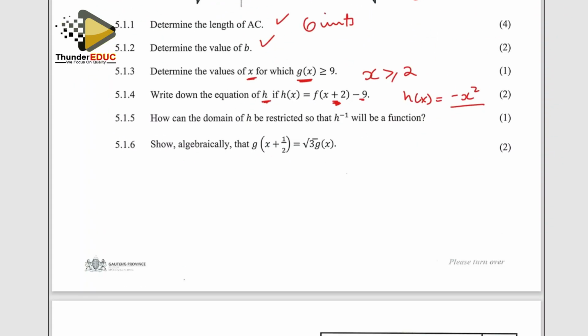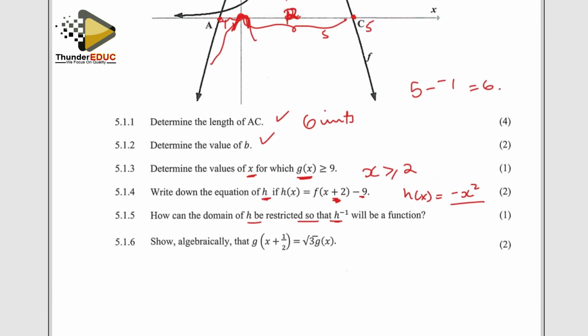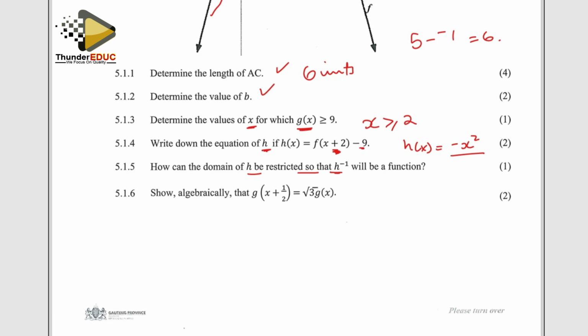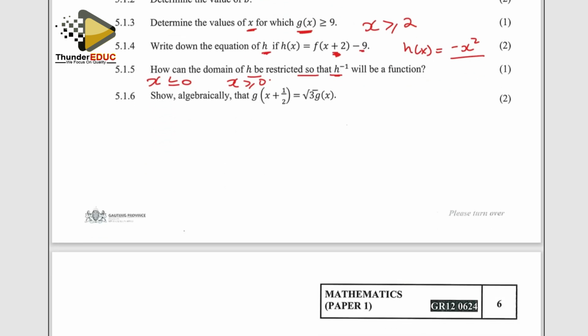Okay, that is done. Then how can the domain of h be restricted so that the inverse is also a function? So whenever we are doing restrictions, we always prefer to use the less or the greater. So that's the only restriction that can be done. Then can we show algebraically that g of x x plus a half can be done?